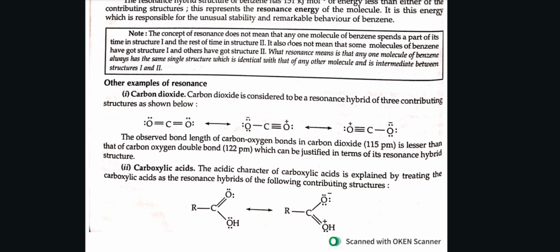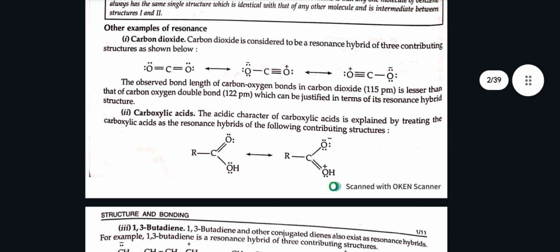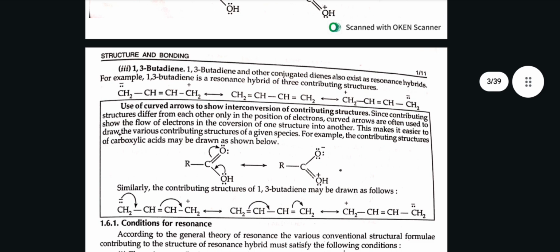The second one is carboxylic acid. The acidic nature of carboxylic acid is explained by treating the carboxylic acid as the resonance hybrid of the following contributing structures, as you see. And the third one is 1,3-butadiene. 1,3-butadiene and other conjugated dienes also exist as resonance hybrids. For example, 1,3-butadiene is a resonance hybrid of three contributing structures.